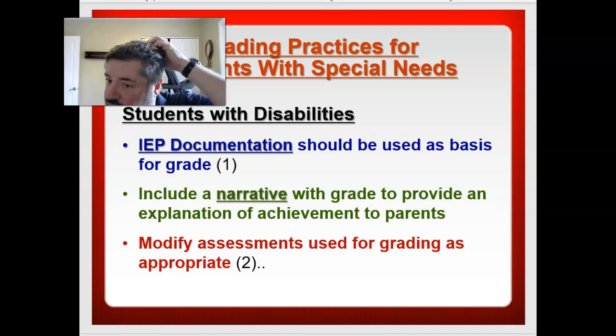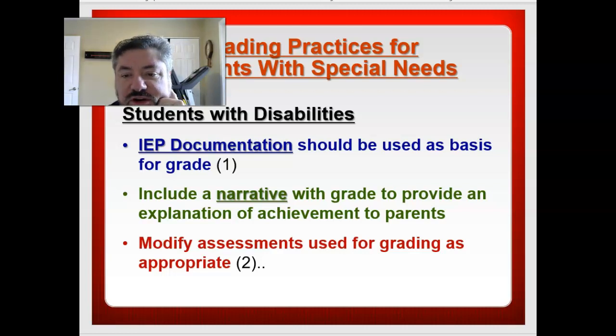So another important thing to remember is, and you'll get a lot of this information in your adaptive PE class, but you have to consider your grading practices for students with special needs. All right? So students with disabilities in a school setting could have a couple of things. If they meet all the different criteria to get an individualized education program, that student will have an IEP document, and they will have an IEP meeting that the PE teacher should be invited to, and you'll set goals for that specific student, and those goals should be used as a basis for the grade.